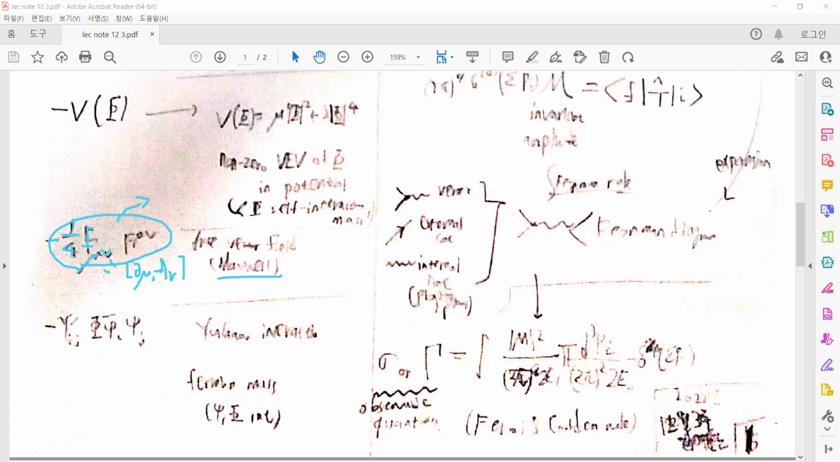And the final possible interaction terms are the Yukawa interactions. One scalar field and spinor fields interact like that. There are spinor fields interacting with other scalar fields. And if there are some vacuum expectation values for those scalar fields, they become equal to the mass. Also, such a Yukawa interaction is the interaction between the spinor fields and the scalar field.